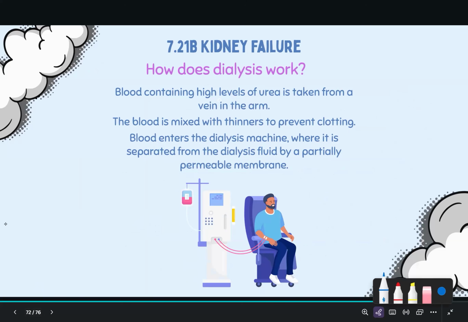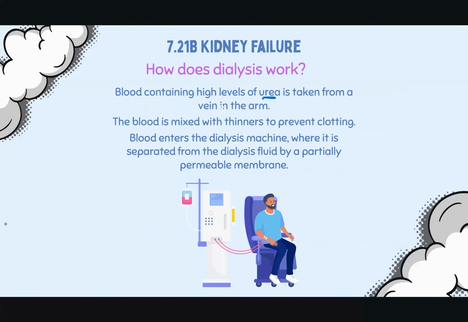So blood containing high levels of urea is taken from the vein in the arm. The blood is mixed with thinners to stop clotting. The blood enters the dialysis machine, where it is separated from dialysis fluid by a partially permeable membrane. So what we've got is blood on this side, and on the other side we have the dialysis fluid.